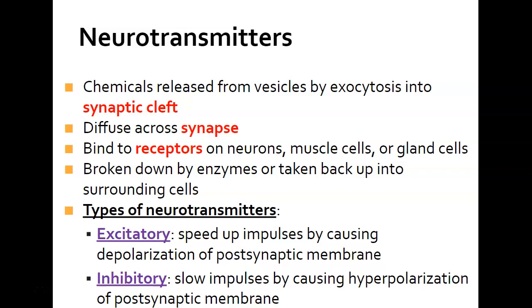They diffuse across the synapse. They stick themselves to receptors. It could be another neuron. It could easily be a muscle cell or a gland cell. And most of the time what happens is those chemicals are either broken down by enzymes or they get taken back up by surrounding cells, because you can't have a signal on all the time, triggering receptors all of the time. We could not handle that.